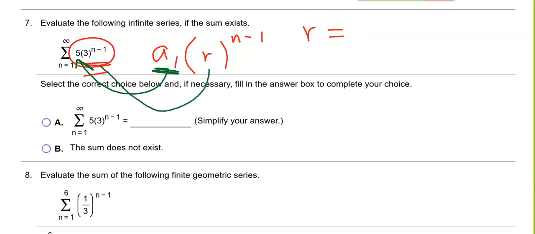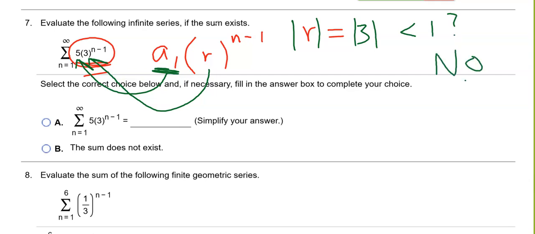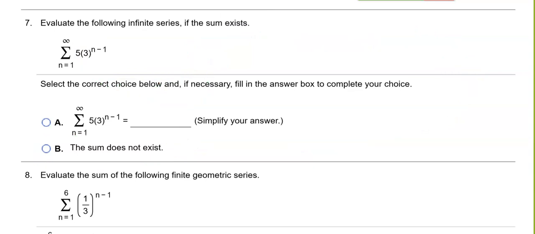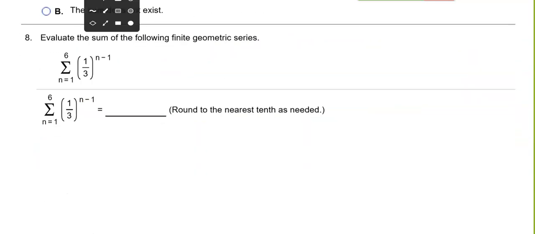So what's in the parentheses? 3. So is the absolute value of 3 less than 1? Yes or no? No. So that means the sum does not exist. Very similar to the last question. Make sense? Yeah. Okay. All right, question 8.